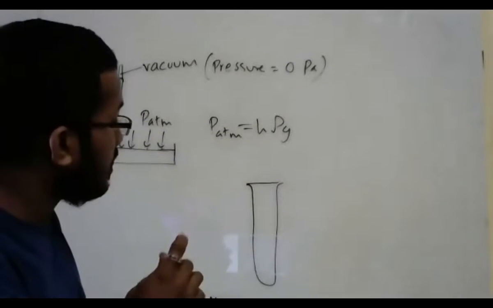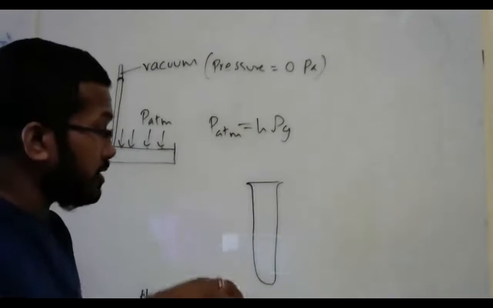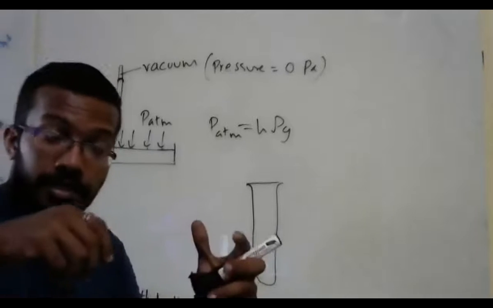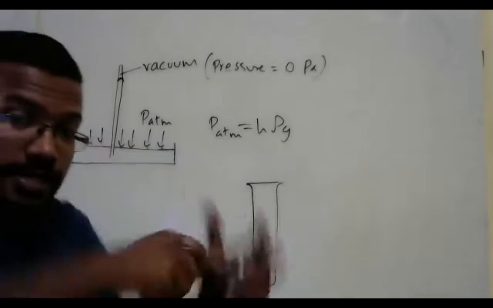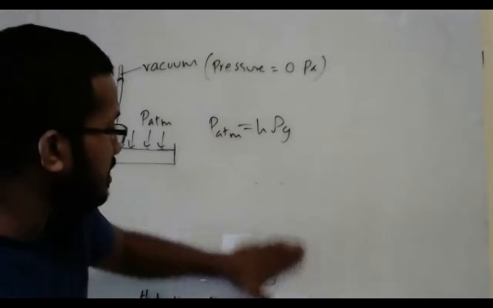Then you have to put it in another vat of mercury and turn it over quickly and lift it out. You don't need any specialized machinery to do this.